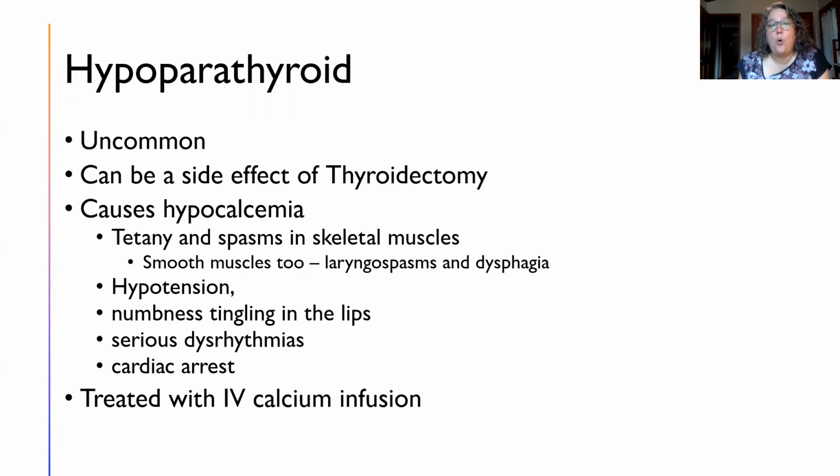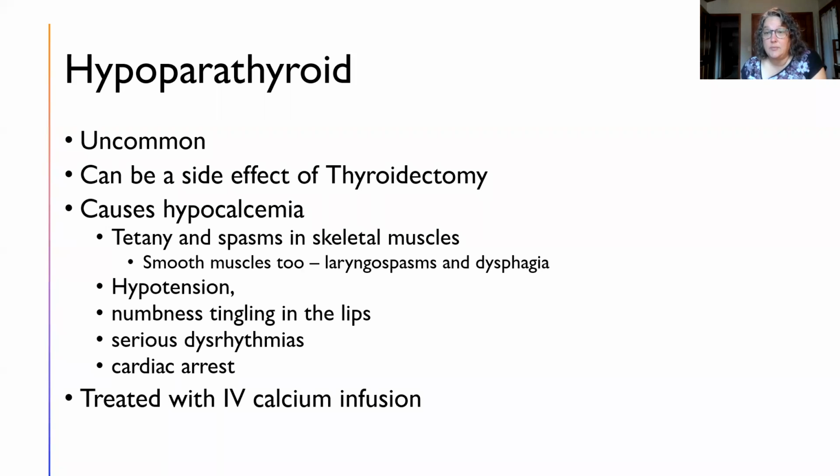It does cause hypocalcemia, so low blood calcium, and low blood calcium leads to tetany, spasms in skeletal muscles. It can also lead to smooth muscle spasms, so these people will have laryngospasms and difficulty swallowing. It can also cause hypotension because of the effect on smooth muscles. Numbness and tingling in the lips is a common effect of hypocalcemia, as well as serious dysrhythmias and cardiac arrest.